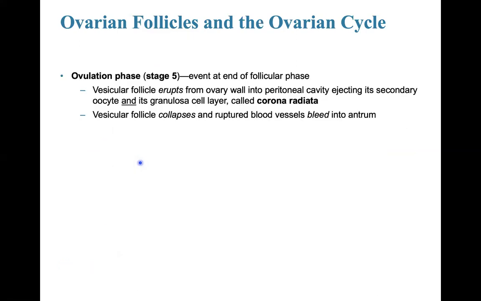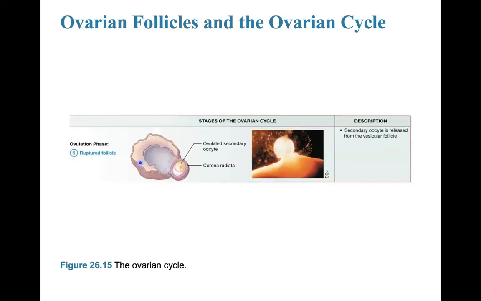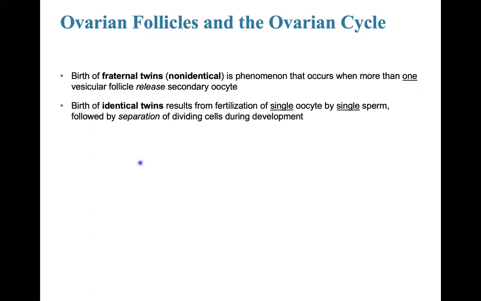Ovulation phase, which is stage 5, this is the event at the end of the follicular phase. The vesicular follicle erupts from the ovary wall into the peritoneal cavity, ejecting its secondary oocyte and its granulosa cell layer, called the corona radiata. The vesicular follicle then collapses, and ruptured blood vessels bleed into the antrum. And here's that 5th stage.